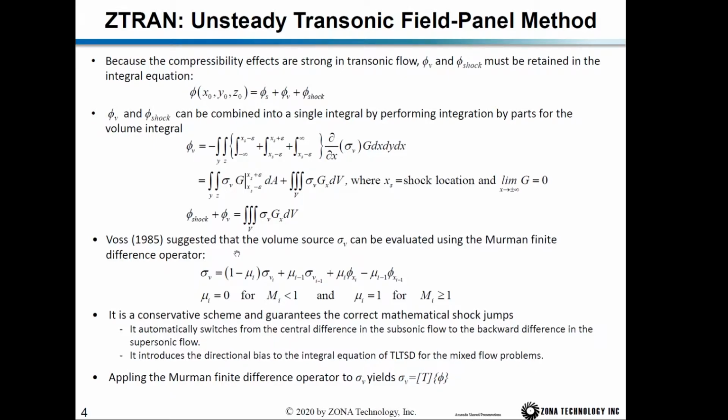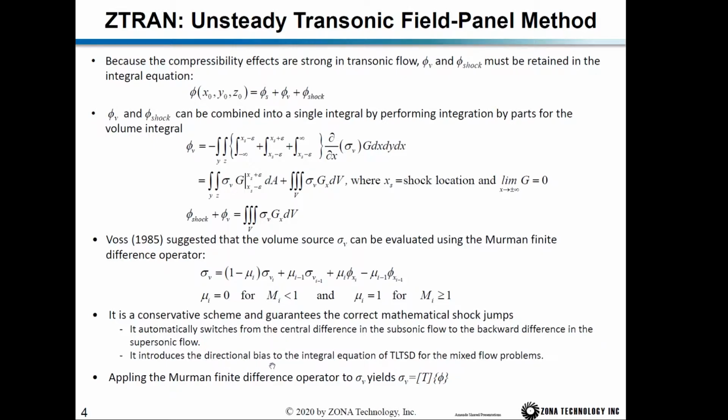sigma v? Wells suggests that the volume source term sigma v can be evaluated using the Murman finite difference operator, shown in this equation, where mu is 0 if the local Mach number is subsonic, and mu equals 1 if the local Mach number is supersonic. Because in transonic flow, the flow is mixed subsonic and supersonic: in front of the shock the flow is supersonic, and behind the shock the flow is subsonic. So it's a mixed flow, and this Murman finite difference operator is a conservative scheme that guarantees the correct mathematical shock jump. It automatically switches from central differencing in the subsonic flow to backward differencing in the supersonic flow.